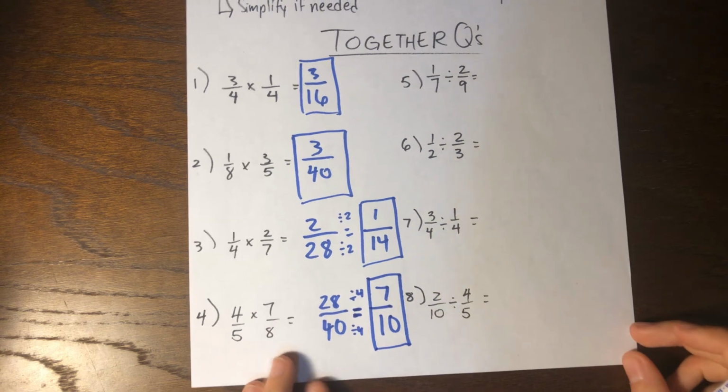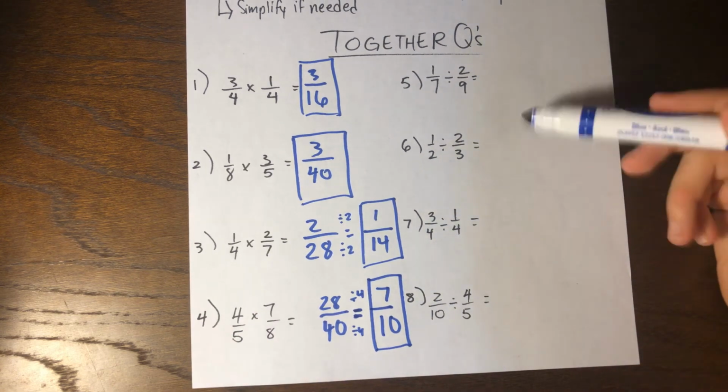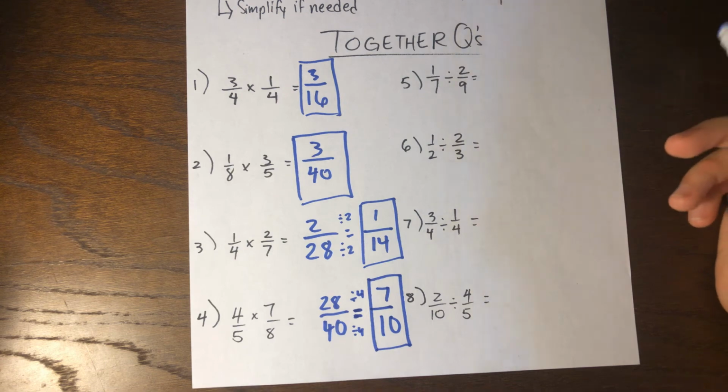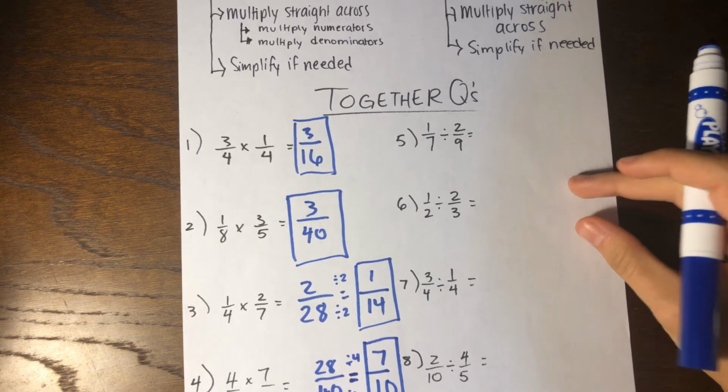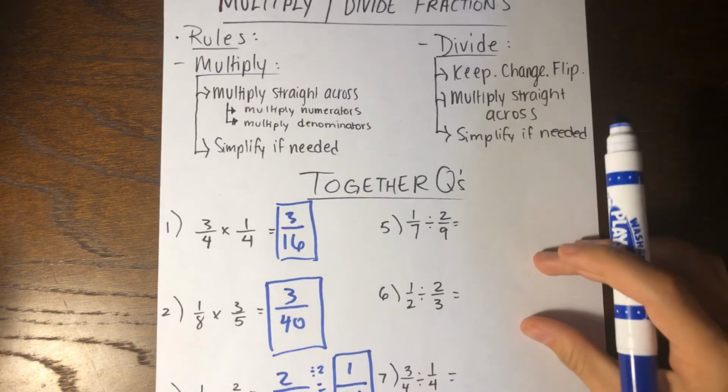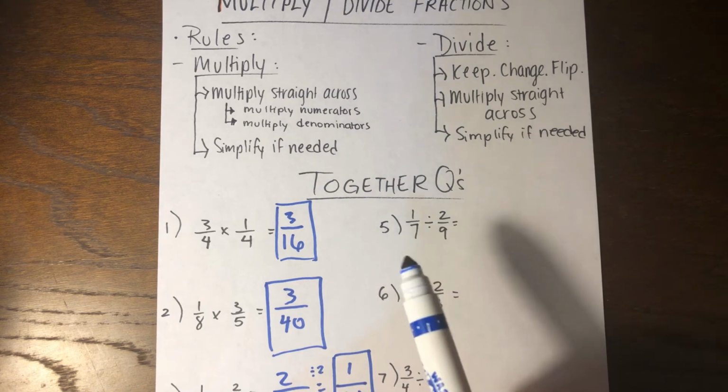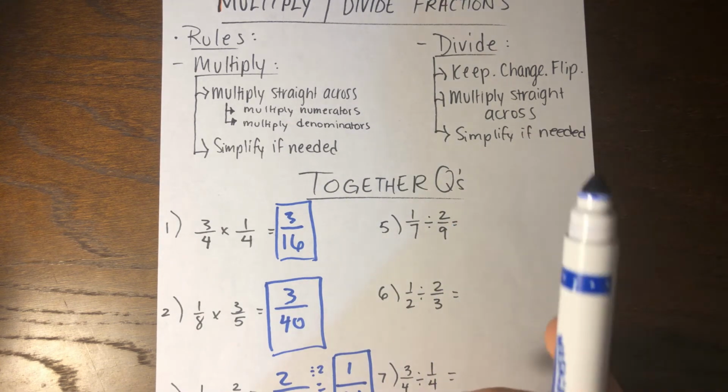Okay, multiplying is pretty easy. The division ones can get a little tricky, okay? But I can make them easy by using keep, change, flip. Okay, so let's do the first one together. We're going to do keep, change, flip.